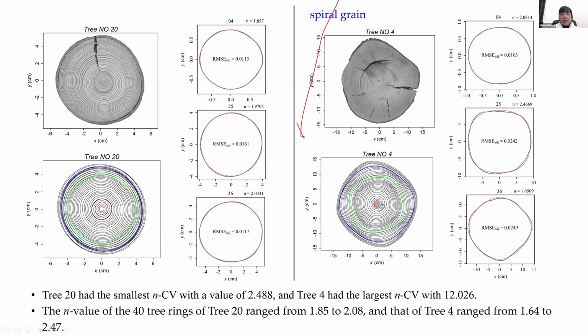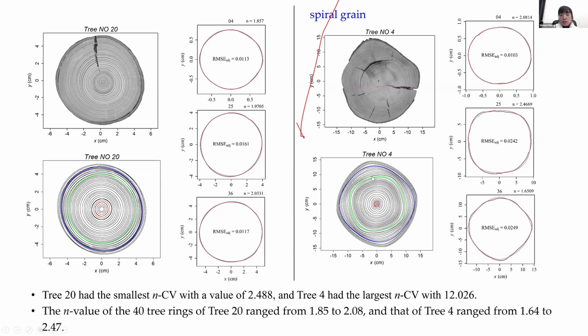So for this tree, it has the smallest value of the CV of the n parameter. So I see they are not changing their shape so much from the pith to bark. But for these trees, we can see the shape has changed. Like this is tree ring number 4, this is number 25, this is number 36. So for its n value, it changed from around 2 to higher than 2 and to lower than 2.